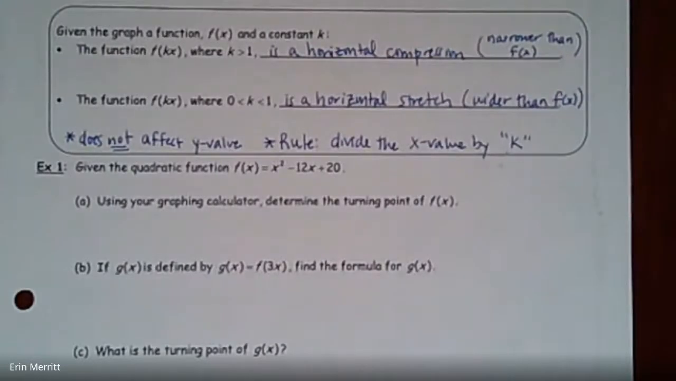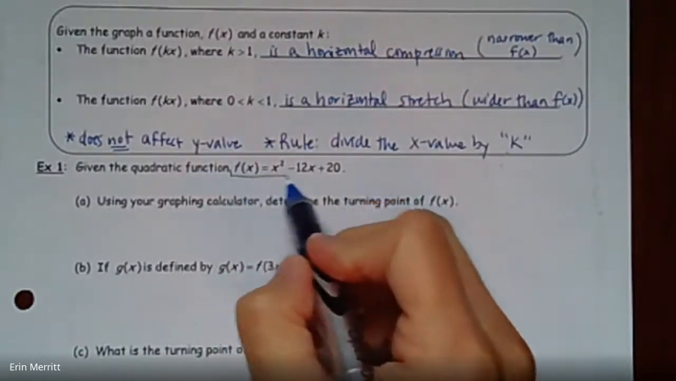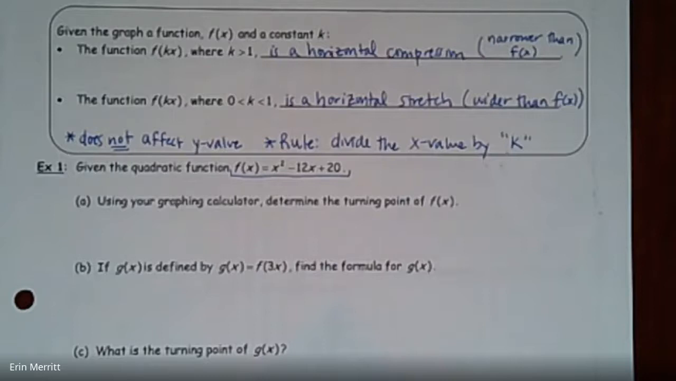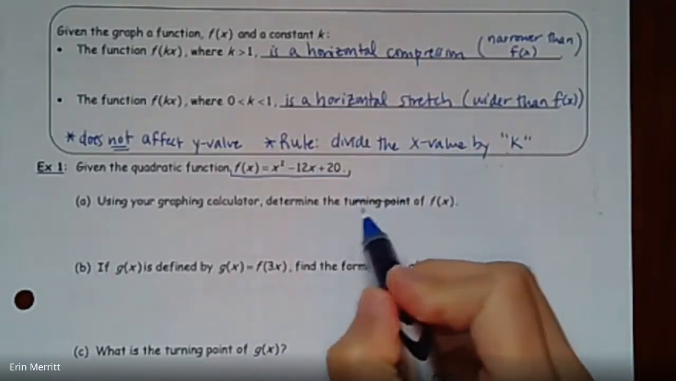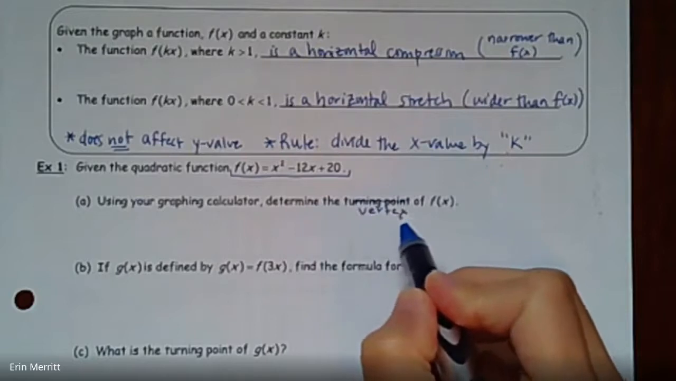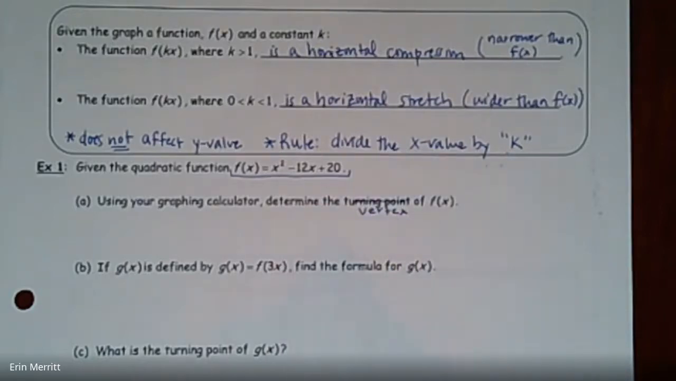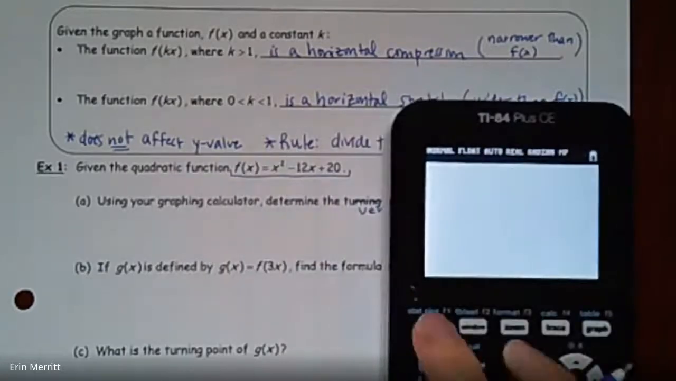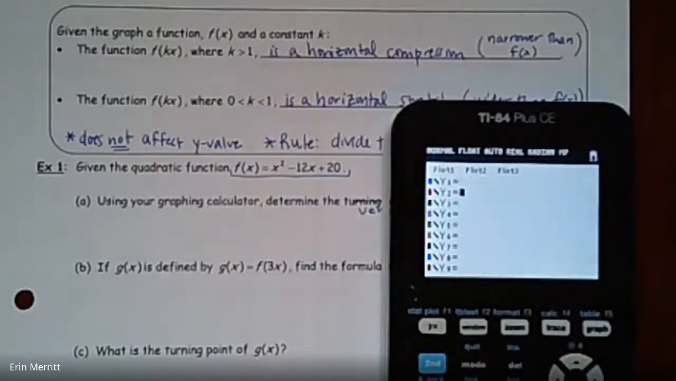So the first one, you're given an f of x function, x squared minus 12x plus 20. Use your calculator to determine the vertex. It annoys me. Determine the vertex. To save us a little bit of time, I can do it on my calculator, unless you want to do it with me, that's fine too.